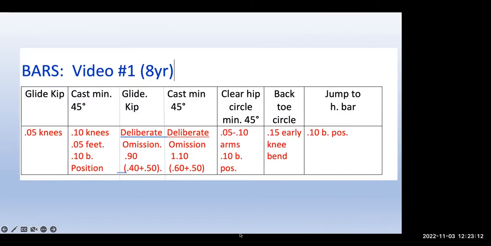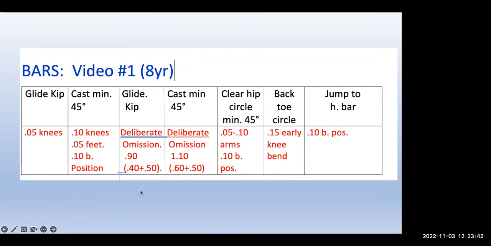So here is what she did, or didn't do. She did a glide kip. We had a little knees. You could see her knees. Her cast was 45. Her angle was okay. But again, her legs were loose. She had her feet flexed and a little bit of body position. But what happened next was she did the clear hip right away. And she left out the second glide kip and the second cast to 45.